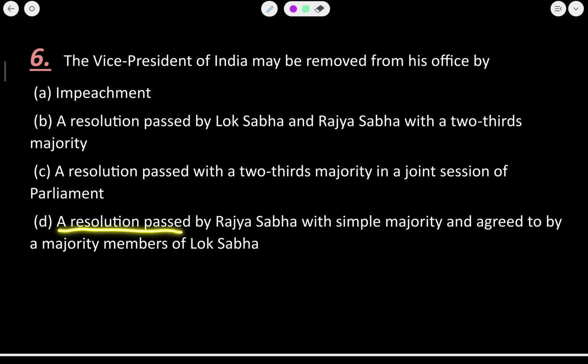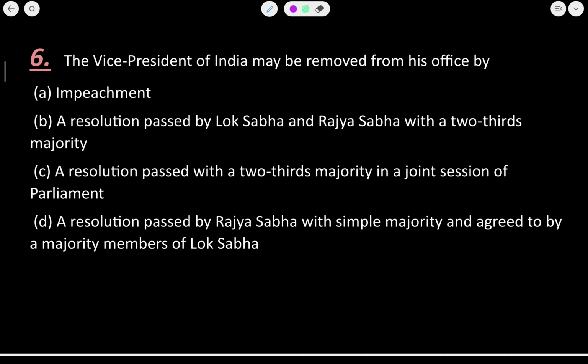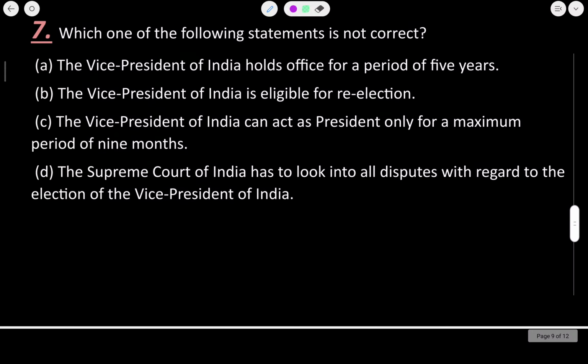A resolution passed by Rajya Sabha with simple majority and agreed to by a majority of members of Lok Sabha. Yes, D is the correct option here. 6 का D is right. Now let's move to the next question.